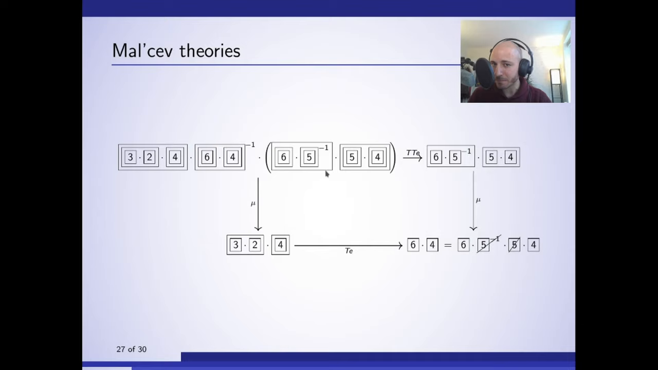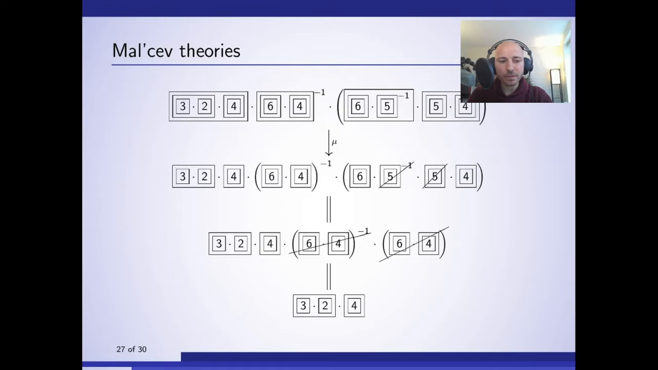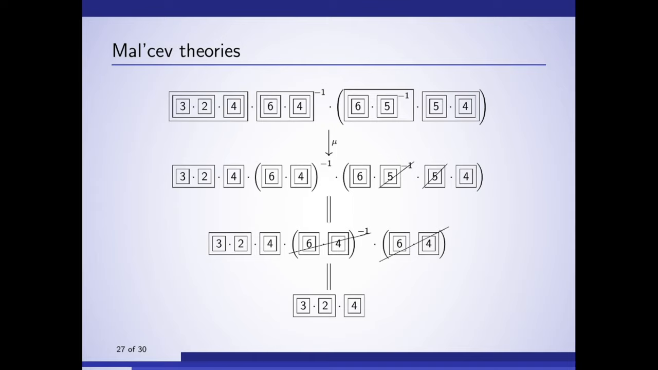And now, the first element can be simplified. So if you remove the outer boxes, you see that you can simplify 5 and 5 to the minus 1 using our non-operatic identity, so that's even helping us. But mostly, now these two things are equal. You have 6 and 4 and 6 and 4 to the minus 1. And again, you simplify. So you're left with the first term.